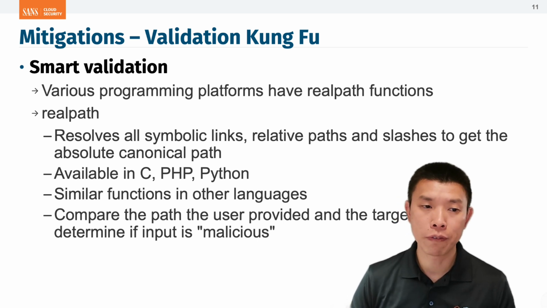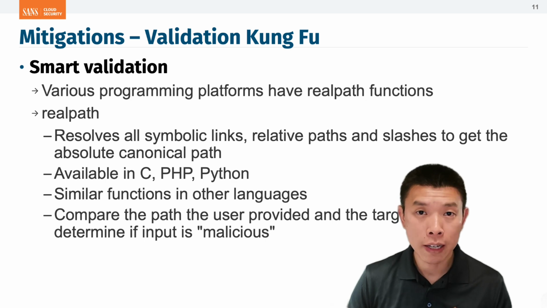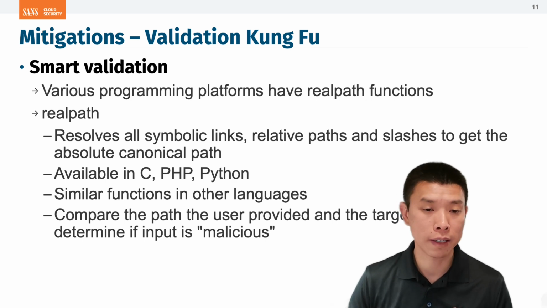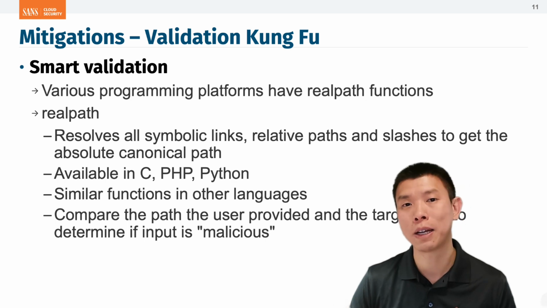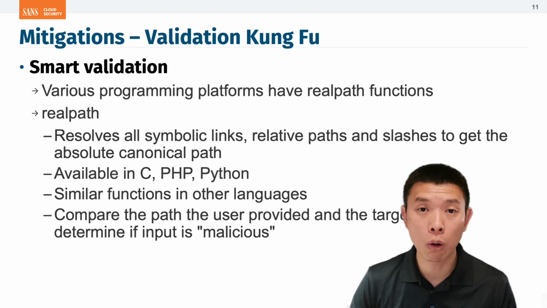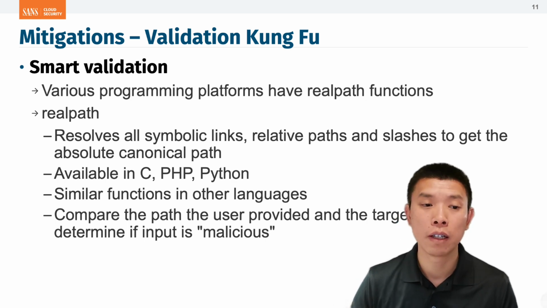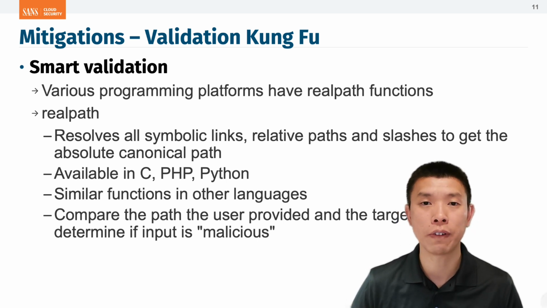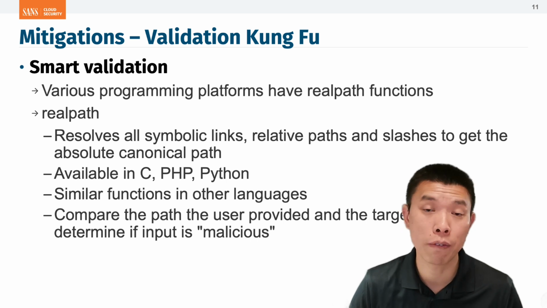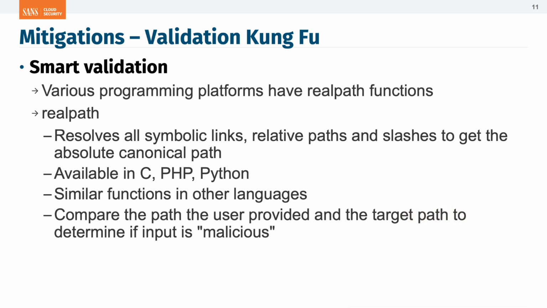The realpath is a function that is common in many programming language platforms like C, PHP, Python. Well, you may say, hey, I use some other languages. Don't worry, they all have their equivalent. It may be called a different name. You can easily Google realpath and, for example, Node.js, and you'll find your equivalent there very quickly.